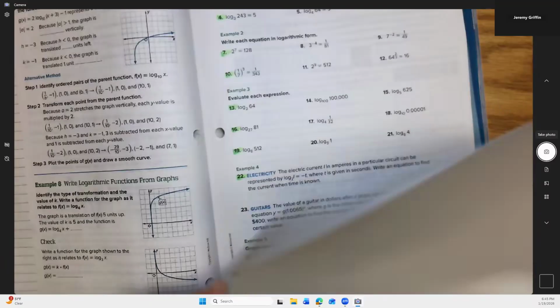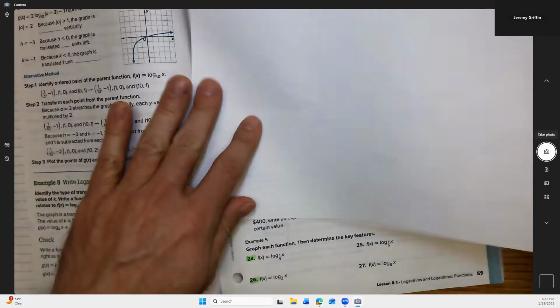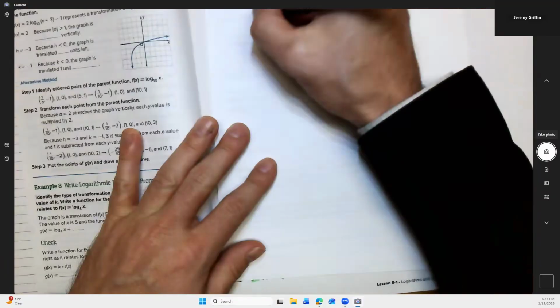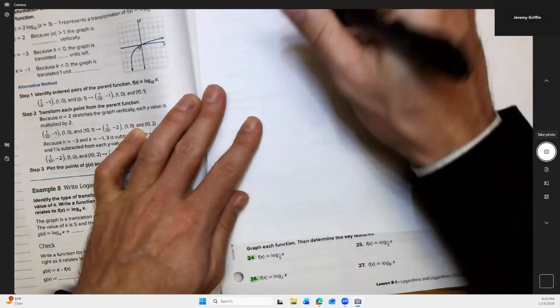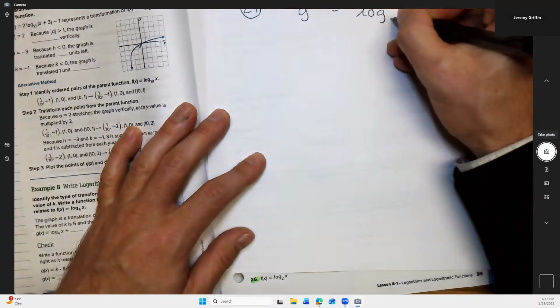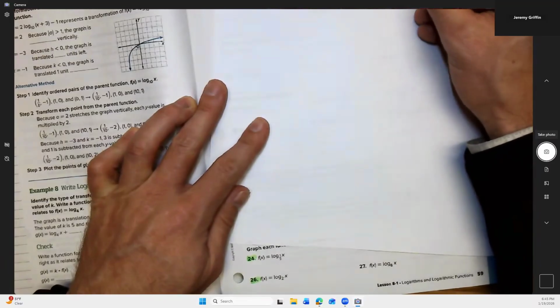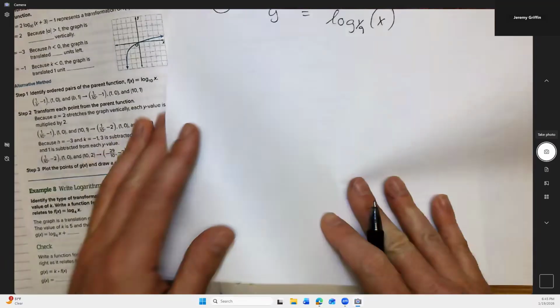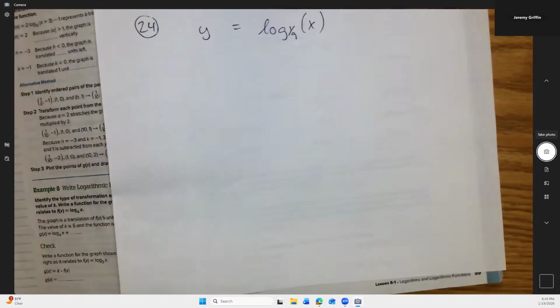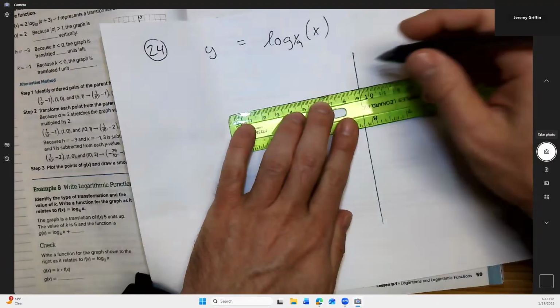24. Graph each function, determine the key features. Here, I'll go ahead and pop this in Desmos. But you could always make a table. Actually, maybe I should show you guys that first. Y equals log base 1 over 9 of x. Okay. So let's make a table. I'll graph it and then I'll open Desmos and show you guys that I'm telling you the truth here.